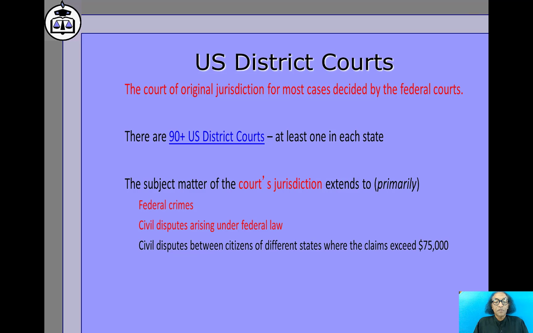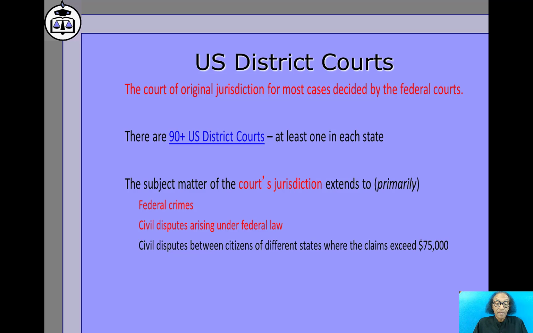The U.S. District Court is the court of original jurisdiction. As we said, there are 90-plus U.S. District Courts, at least one in each state. In California, we have four of them. The subject matter of the court's jurisdiction, meaning the kinds of things that they hear and decide, is specifically set forth in statute. They can hear and decide cases involving all federal crimes, not state crimes, just federal crimes. And then all civil disputes arising under federal law.